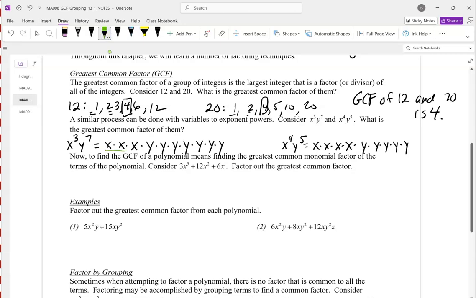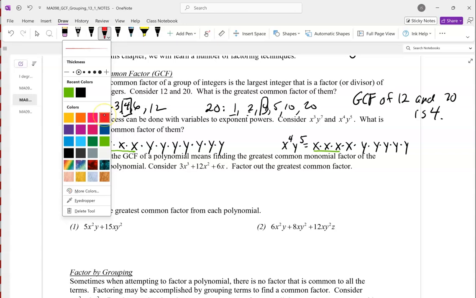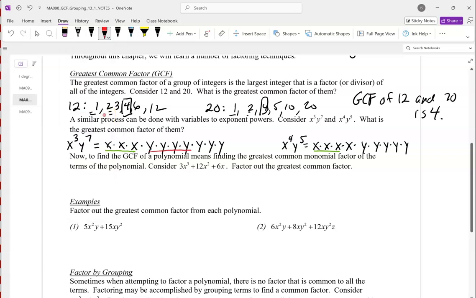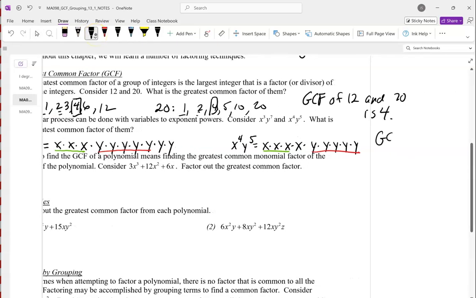Notice that we've got x's in common here. There are 3 x's in common, and we have 5 y's in common for both of them, right? So our greatest common factor here, the GCF of x cubed y to the 7th and x to the 4th y to the 5th, would be x cubed because that's in both of them, y to the 5th because that's in both of them.